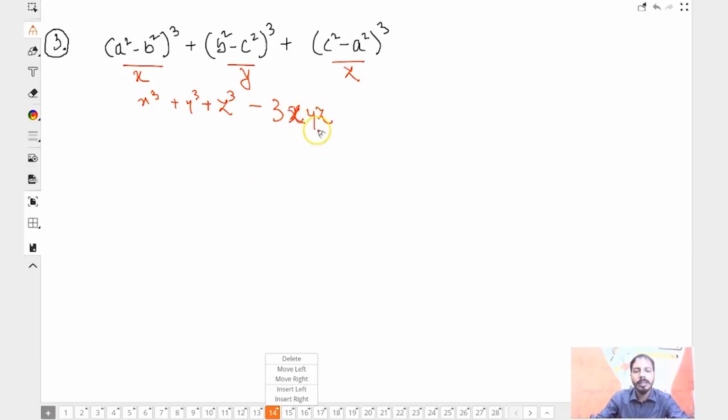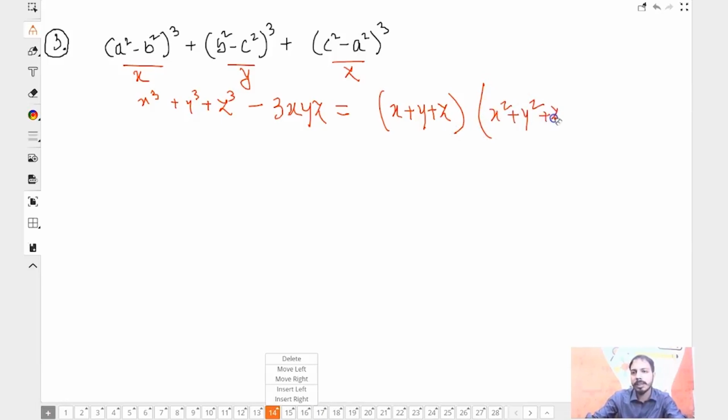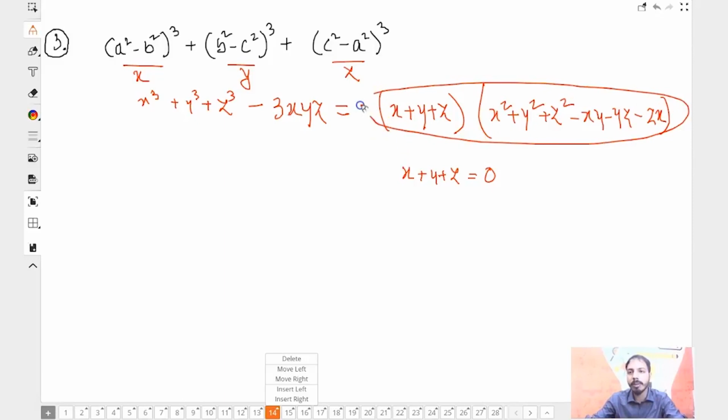But you might be thinking, what happened to this term, or how can I find it? So let me see which one I can use, or let me derive it here. We know x cube plus y cube plus z cube minus 3xyz is equal to x plus y plus z into x square plus y square plus z square minus xy minus yz minus zx. Now suppose x plus y plus z is equal to 0. Then this complete thing will become equal to 0. That means this expression will become equal to 0.